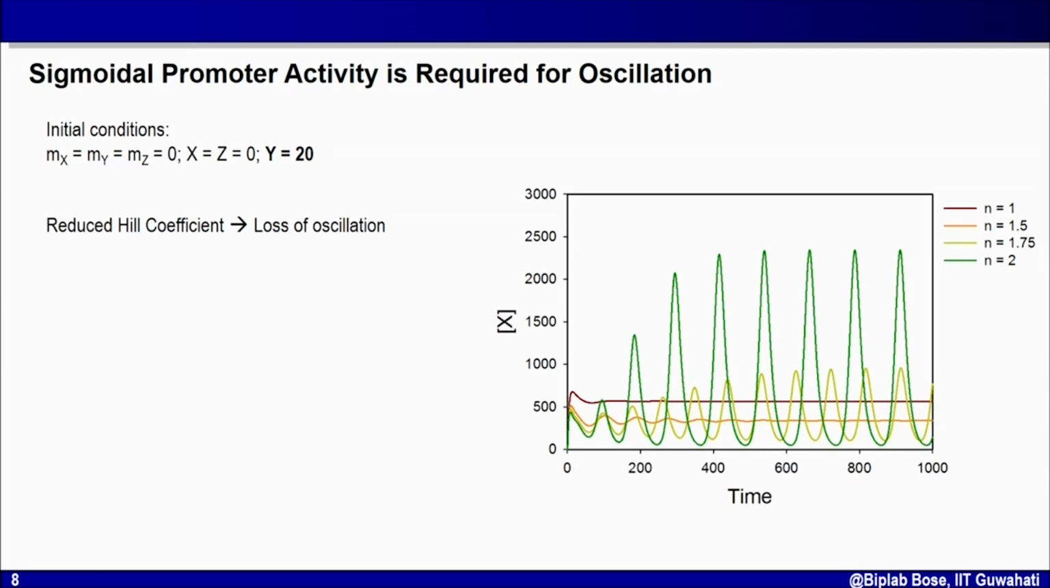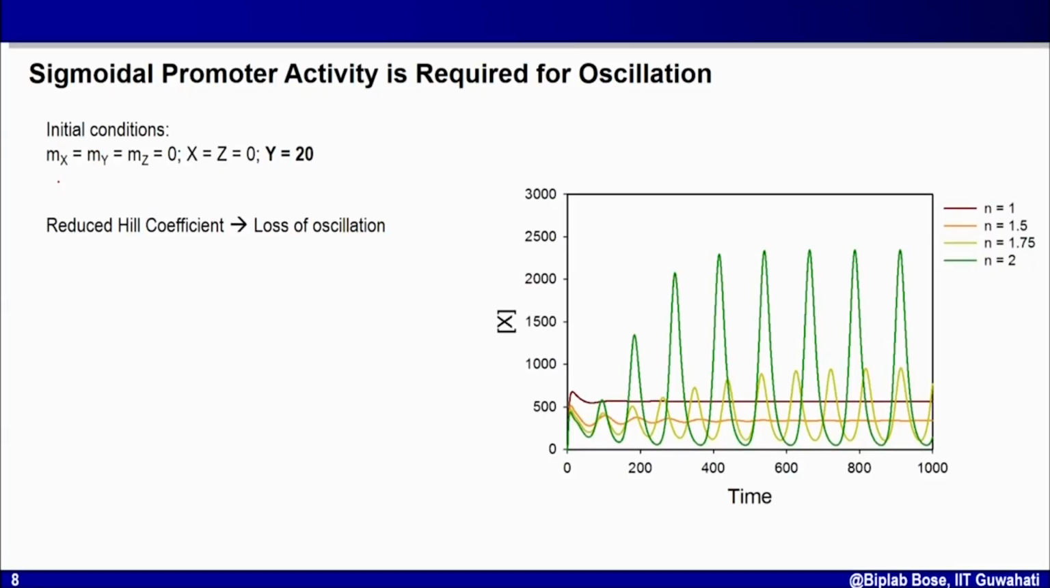Now let us look into the effect of different parameters in this system on this limit cycle oscillation. How will we do it? Let us first check the effect of the Hill coefficient. Remember, I have kept the Hill coefficient the same for all the X, Y and Z genes. So I have taken the same initial condition, all mRNA at 0, X and Z at 0, Y at 20. So that makes the system give rise to limit cycle oscillation. Now I will keep on changing n from 2, initially I have considered n equal to 2, then reduce it to 1.75, then 1.5 and 1.